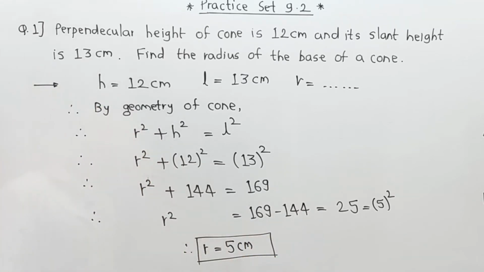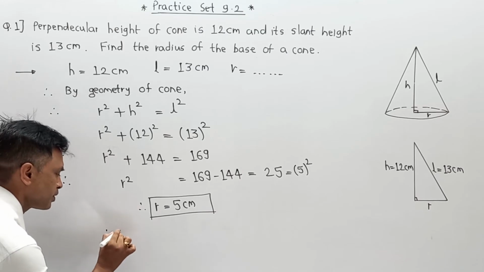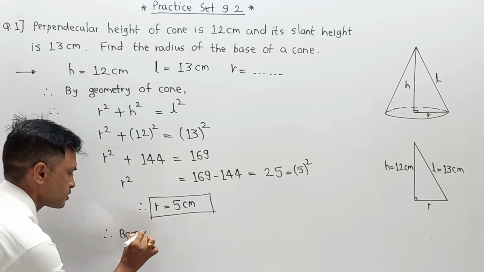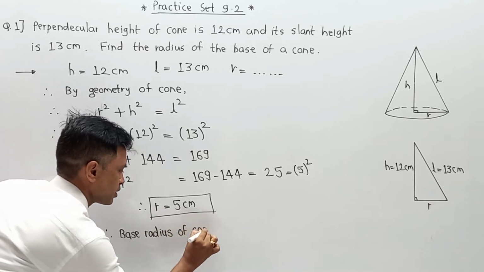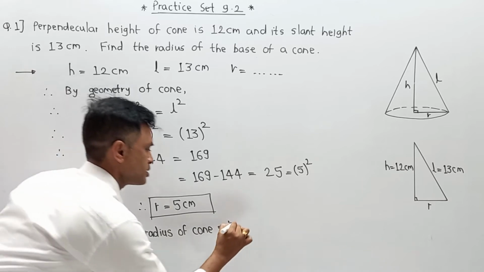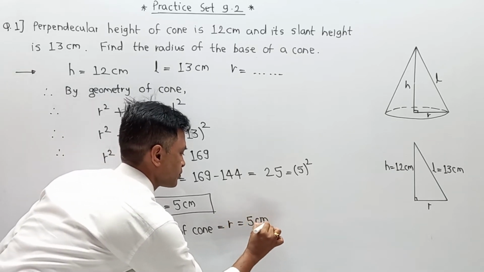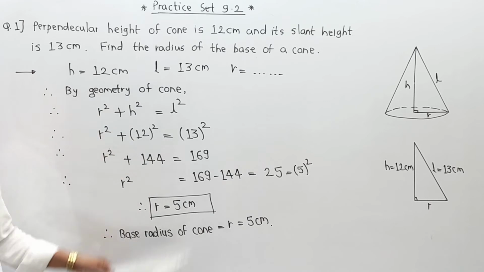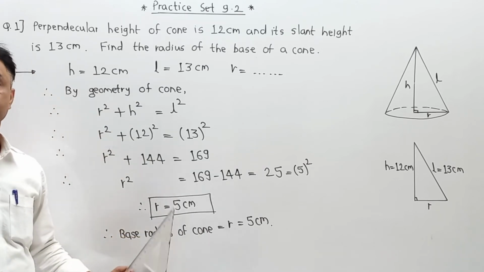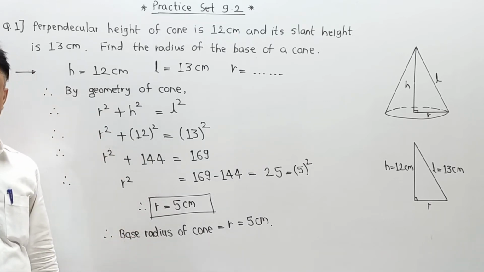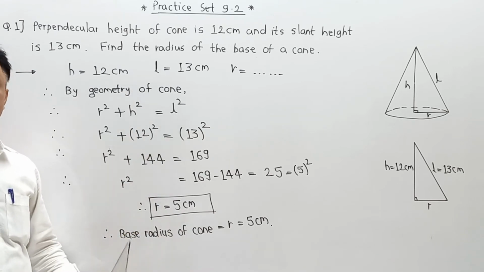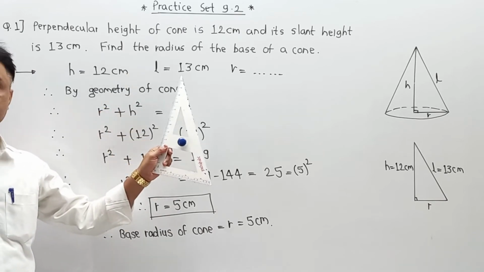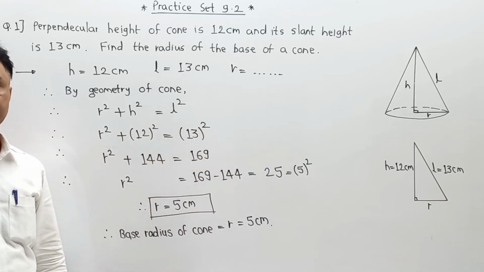So you can say the radius or base radius of a cone, therefore base radius of the cone, that is R, is equal to 5 centimeter. And in this way, by simple presentation in terms of calculation, you can solve it and you will get the answer. Remember, every time it is not possible that a numerical will be simple or easy. Some criticalness will definitely be there. Try to understand the concept given in the form of the question and solve any numerical step by step.